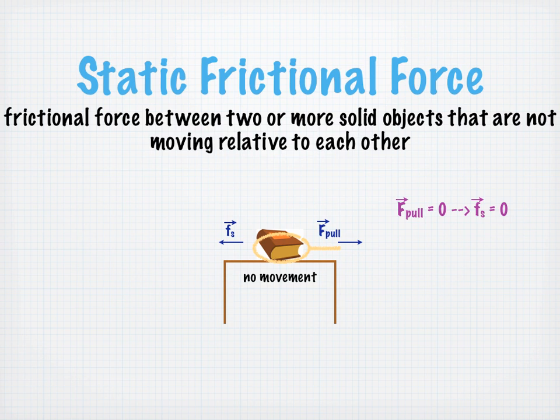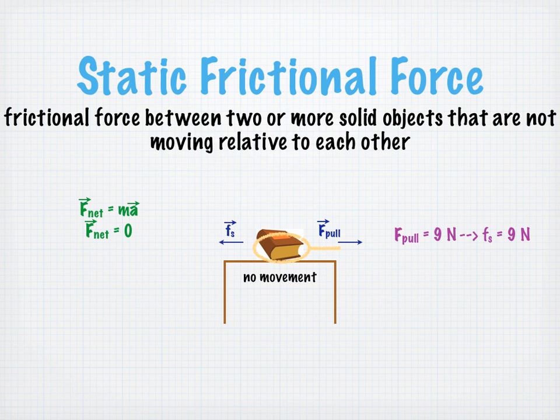But let's say our pulling force to the right has a magnitude of 9 newtons, which is not enough force to actually move the book. The book is still stationary, not accelerating. Since it's not accelerating, Newton's second law tells us that the net horizontal force on the book must be equal to 0. In order to have 0 net horizontal force on the book, the static frictional force must also have a magnitude of 9 newtons.